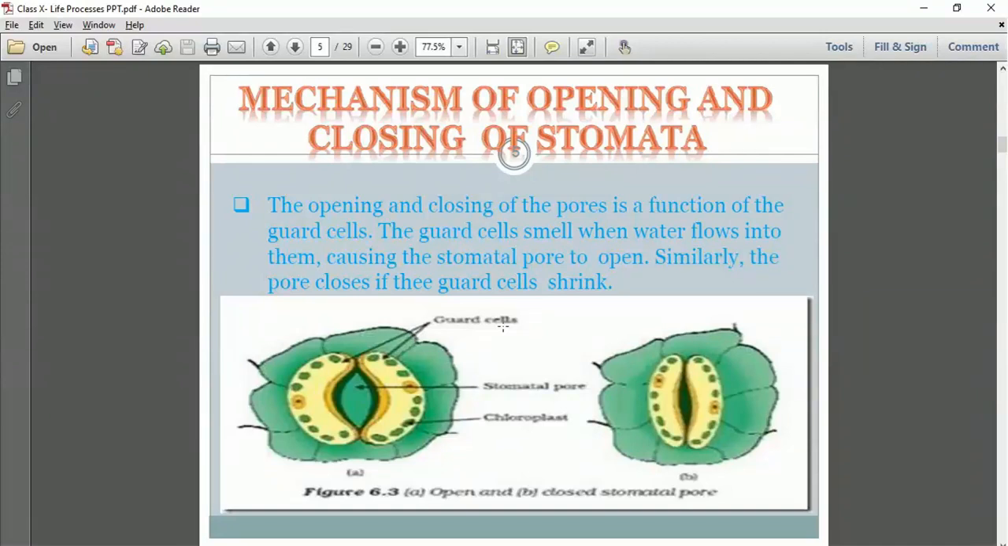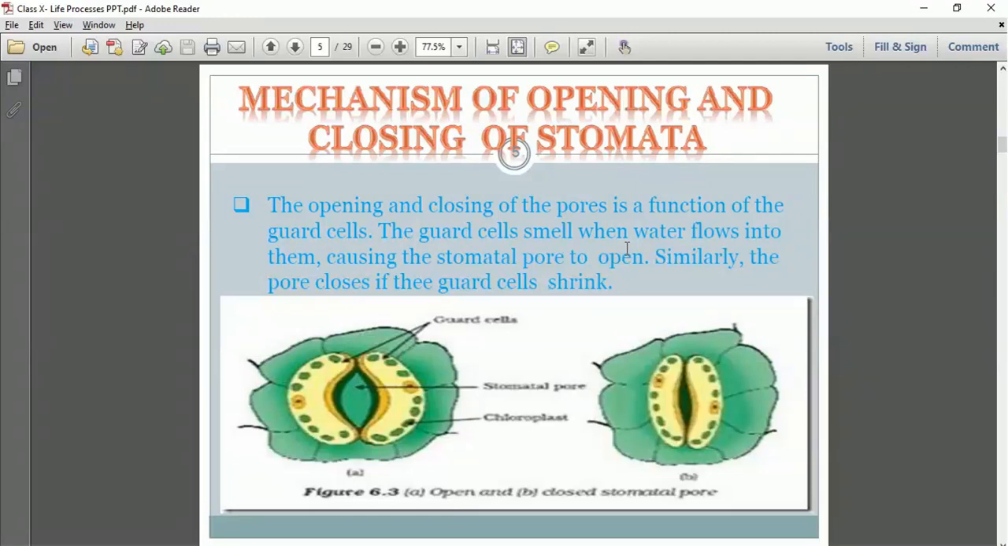The opening and closing of the pores is a function of the guard cells that are present in the stomata. You can look at the picture here. The outer layer is the guard cells. The guard cells swell when water flows into them, causing the stomatal pore to open. So the guard cells are very sensitive to water.